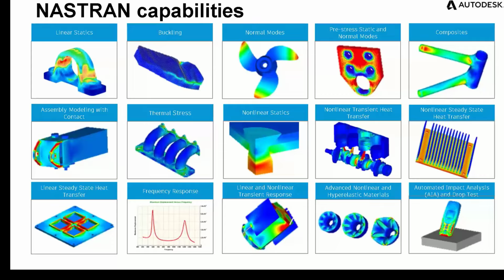Now, there's a wide spectrum of what NASTRAN can do, and it's more than what is shown on this slide. Starting with the basics, you're looking at something like linear statics. We can also do buckling, modal analysis, pre-stress for static and normal modes. We've got composite material analysis capabilities. We've got assembly modeling with contacts.